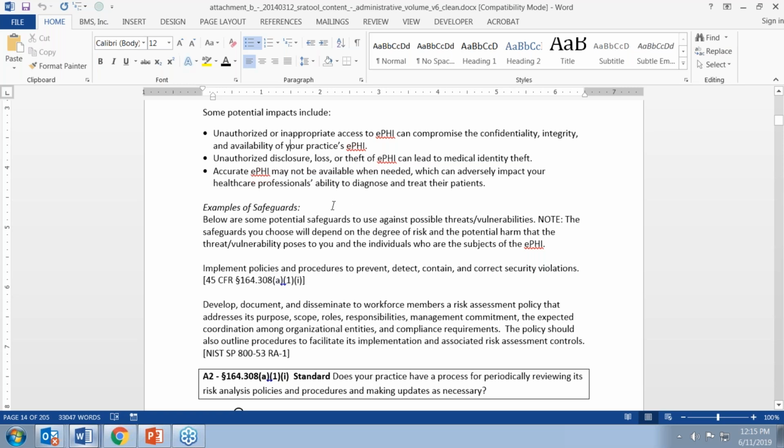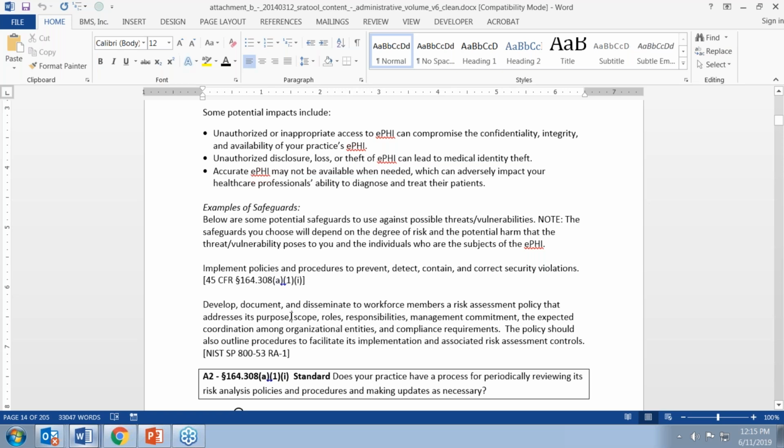The government goes on, and we're still in the first question, and don't worry, we're only going to do one question. It gives examples of safeguards. Here are potential safeguards that you might want to put in place to use against vulnerabilities. And they tell us what those are, which is to develop, document, and disseminate to the workforce members a risk assessment policy that addresses the scope, role, responsibilities, and expectations of the organization. So basically set standards for your employees.